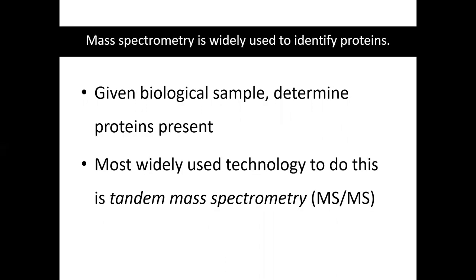So let's get started. Assume that you're given a complex biological sample, such as a drop of blood. Now you'd like to know what proteins are present for this particular complex sample. The most widely used technology to do this is tandem mass spectrometry, which is typically abbreviated as MSMS, and which I'll call mass spec for short.